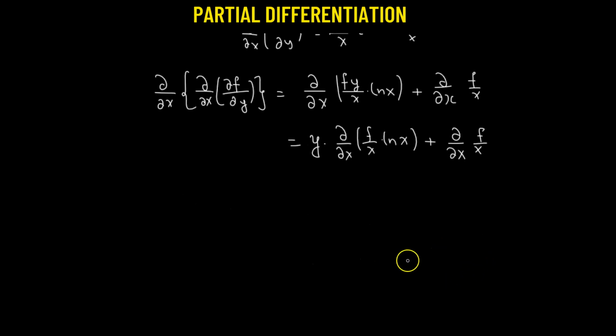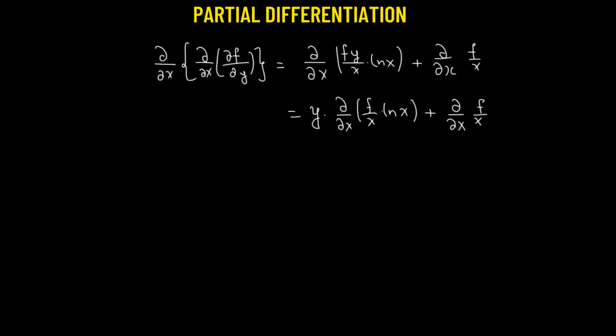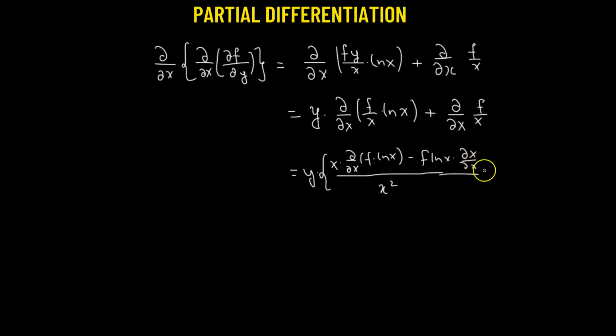Now we will find out the partial derivative of each of the terms. So let's begin. So this will be equals to y multiplied to, let's use the quotient rule. We have f log x divided by x. In the denominator we have x squared. In the numerator we have x multiplied to partial with respect to x of f times log x minus f times log of x multiplied to partial of x with respect to x. Fine. Plus, again we'll use the quotient rule. So we have x squared. In the numerator we have x times partial of f with respect to x minus f times partial of x with respect to x.